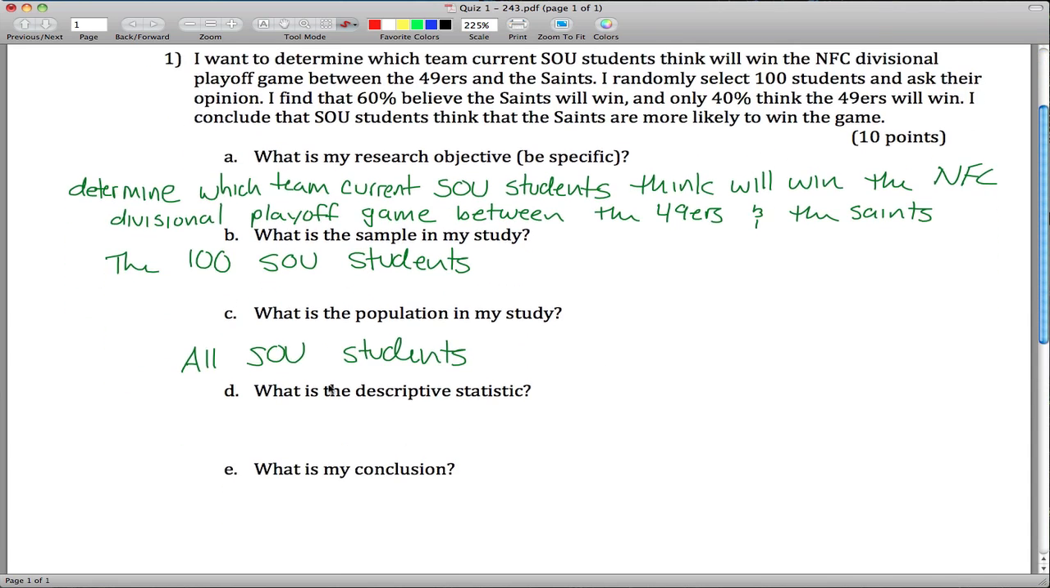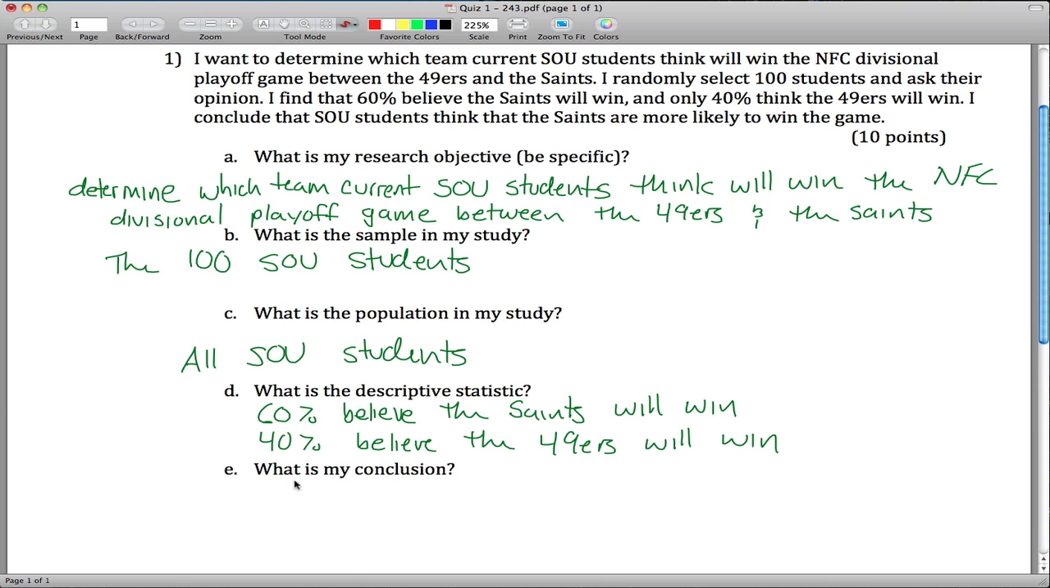All right, moving on. Let's see the descriptive statistic. This is, you get the data and you want to summarize it, put it in a form that's easier to understand. So that's here where we know that 60% of these students believe the Saints will win, 40% think the 49ers will win. Right, you can imagine the data itself was first person Saints, second person Saints, third person Niners, fourth person Saints, fifth person Niners, etc. But that's not as helpful. This descriptive statistic is these actual percentages here.